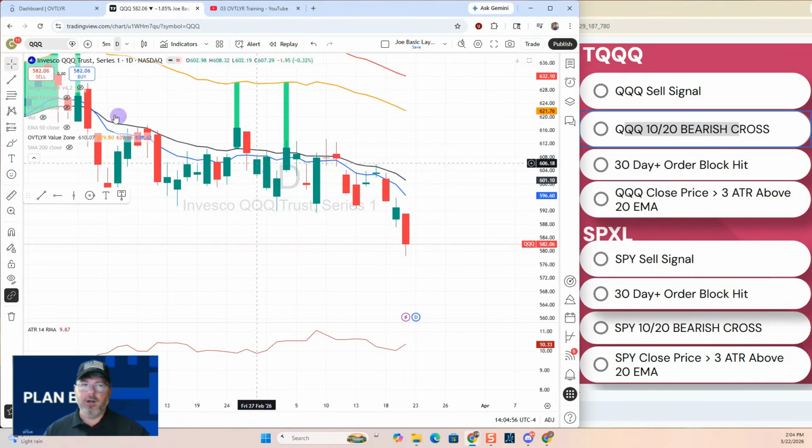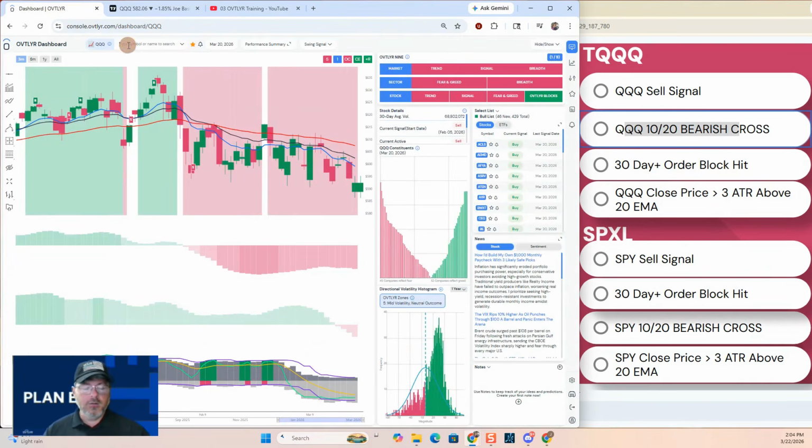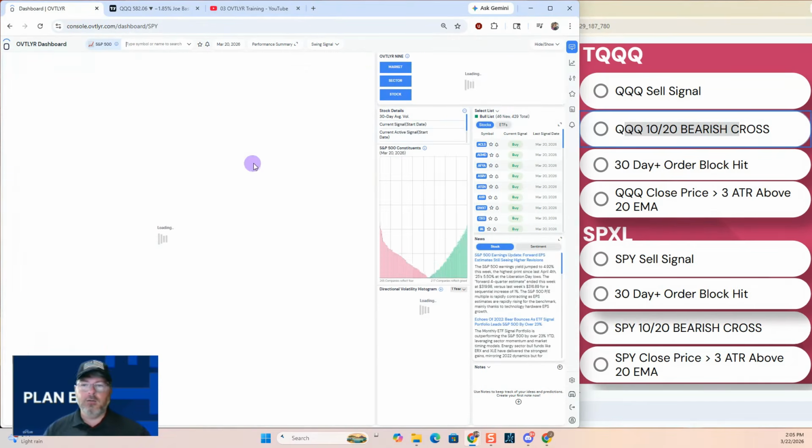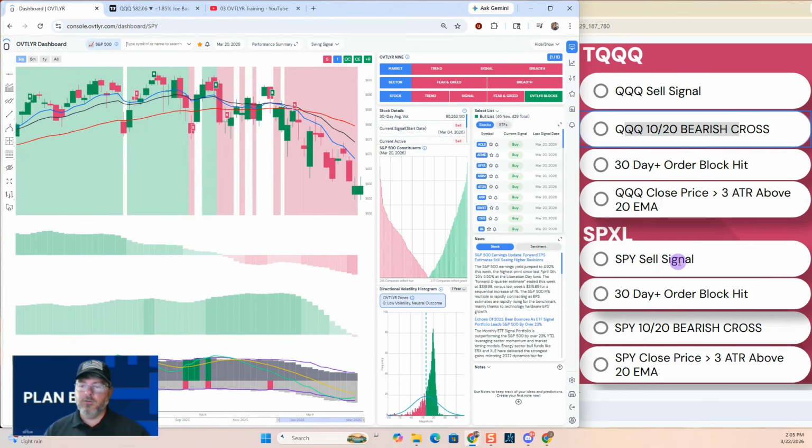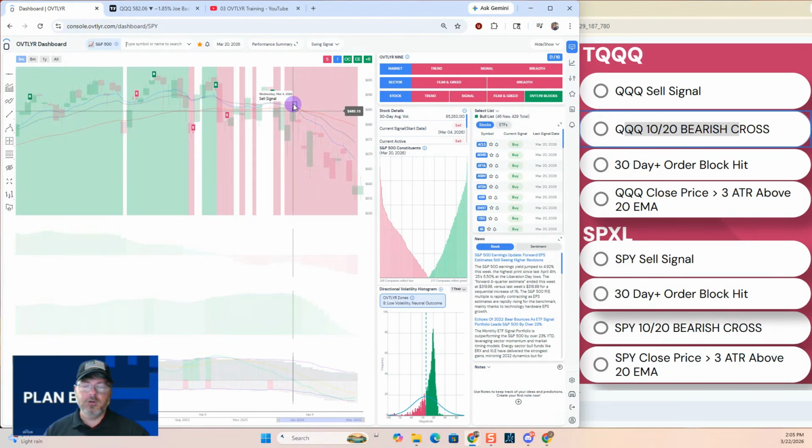Let's look at SPY. Hopping back over to Outlier. Let's type in SPY. The first signal, is there a sell signal? We're also going to look at the bearish cross. Is there a sell signal? Well, there is. Look right here. SPY has a sell signal. The latest signal is a sell signal, right? So there's definitely a sell signal on SPY.